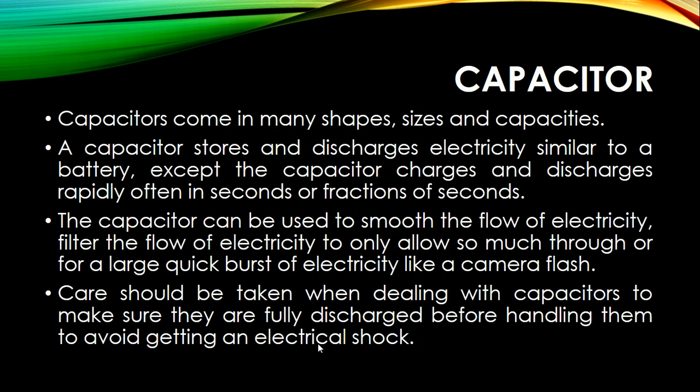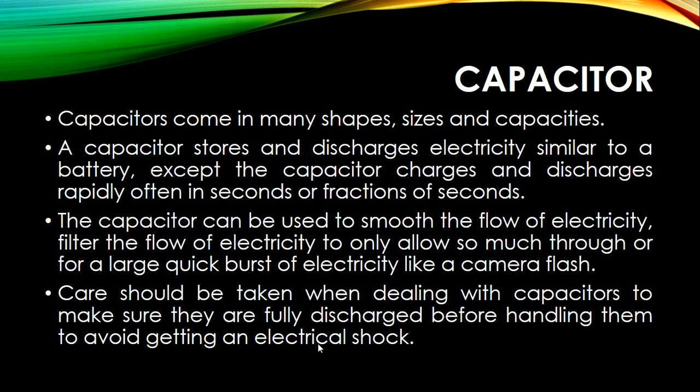Okay, next we have the capacitor. Capacitors come in many shapes, sizes, and capacities. A capacitor stores and discharges electricity similar to a battery, except the capacitor charges and discharges rapidly, often in seconds or fractions of seconds. So the capacitor can be used to smooth the flow of electricity, filter the flow of electricity to allow only so much through, or provide a large quick burst of electricity like a camera flash.